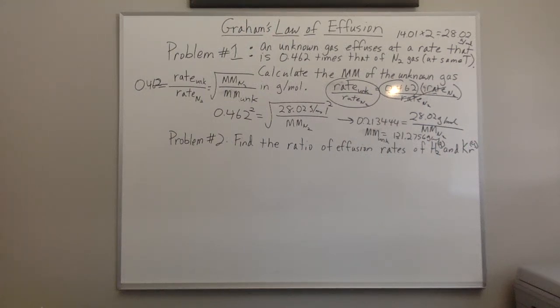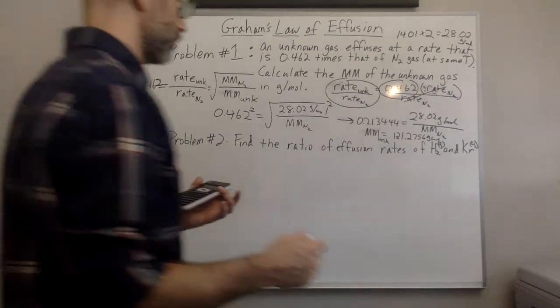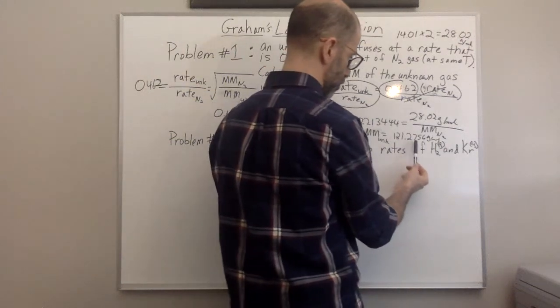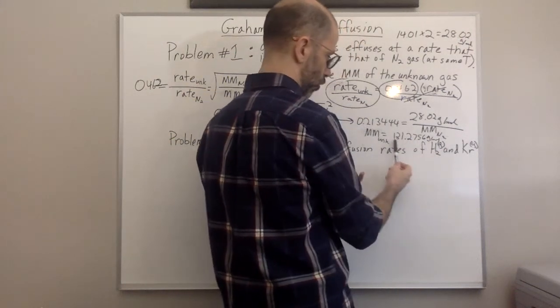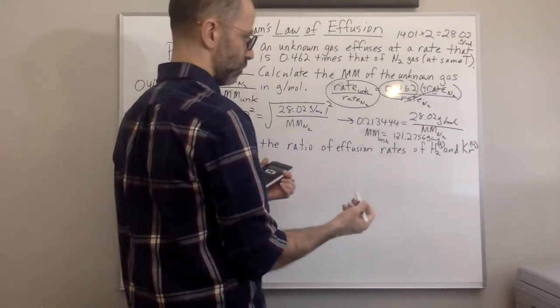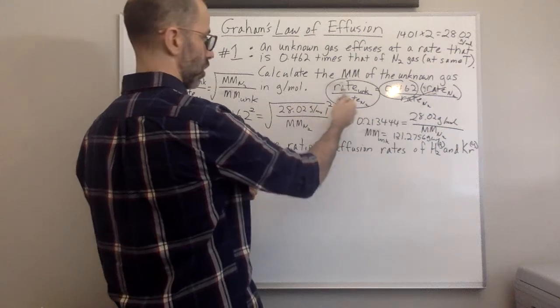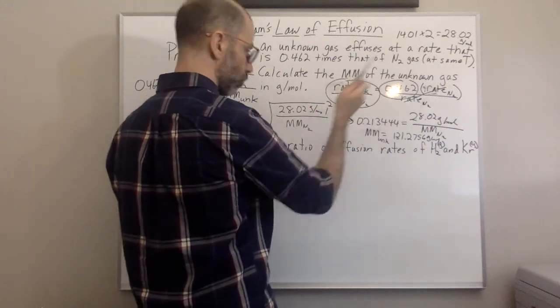So 131.29 is xenon. So 131.29, 131.28 if we round. So this has got to be xenon gas. But they want the unknown gas. All right, so in grams per mole.